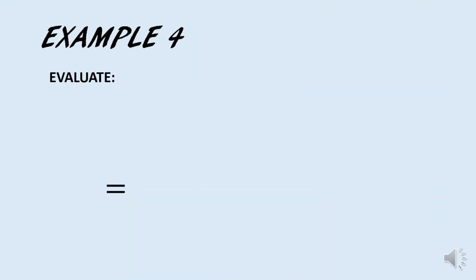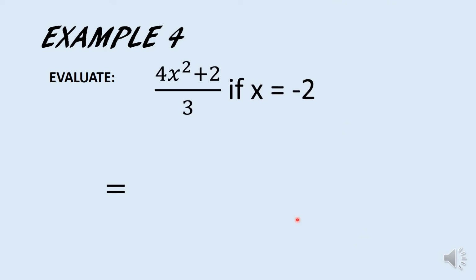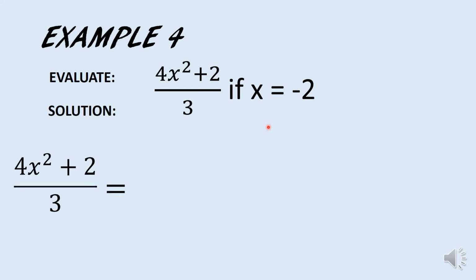Okay, example number 4. Evaluate 4x squared plus 2 over 3 if x is equal to negative 2. So, just copy. Yung mga numbers natin, copy lang natin. Stay lang kung saan sila para hindi kayo malito. Ang papalitan lang natin is yung variable na kung saan meron siyang binigay na ipapalit natin doon na number. So, dito yung x squared lang. Yung x dito papalitan ng negative 2.